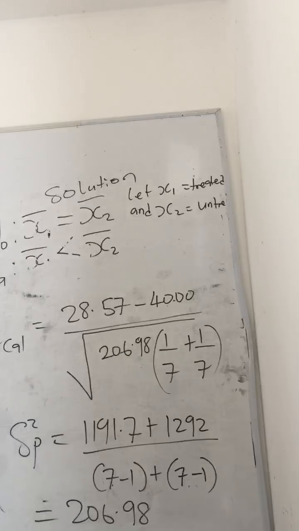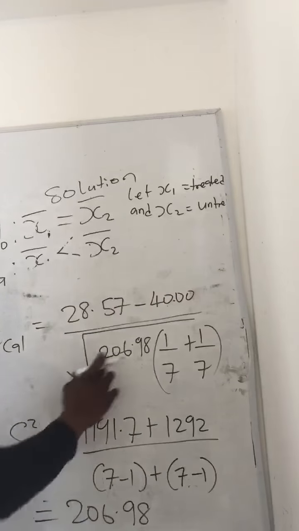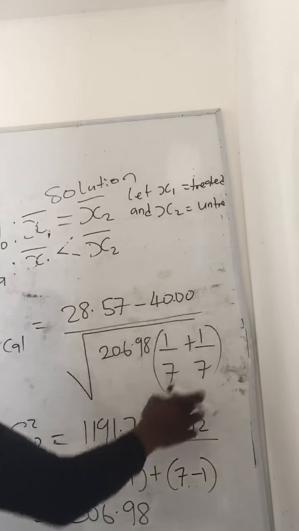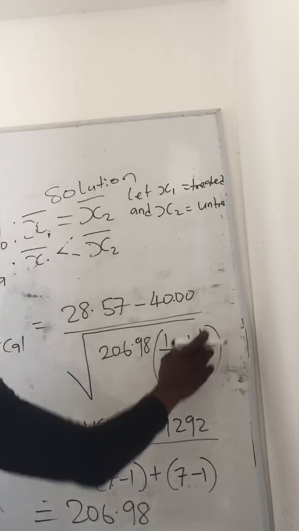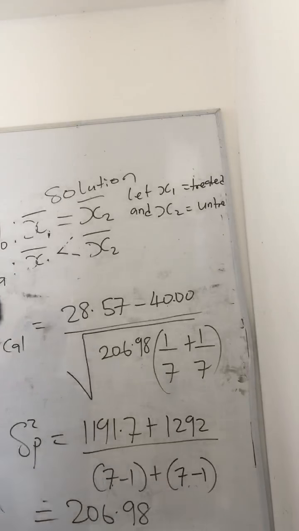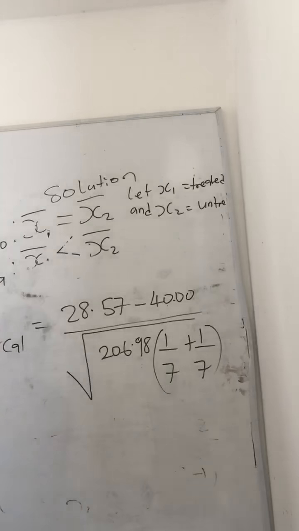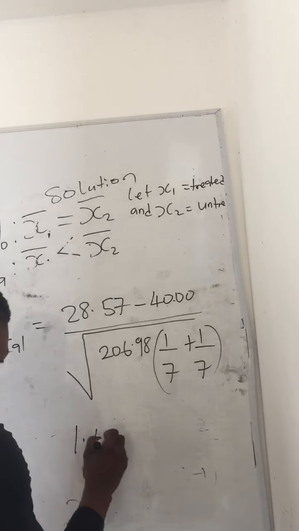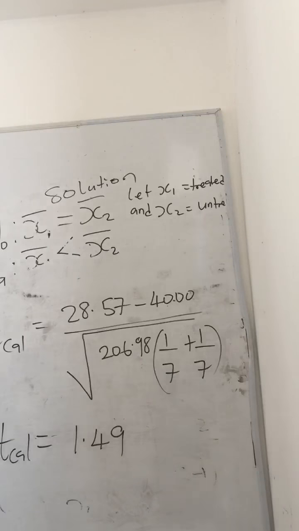Remember our formula for T calculated, we just substituted everything. This represents the mean of the first one minus the mean of the second one, divided by the square root of the pooled variance multiplied by 1 over n1, which is 7, plus 1 over n2. When we compute this with our calculator, we obtain 1.49. So our T test value is 1.49.